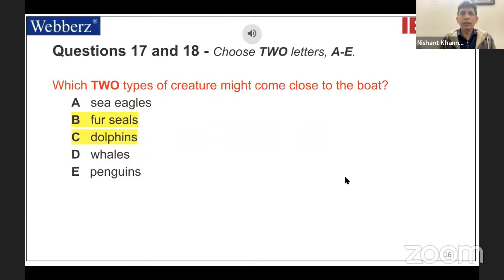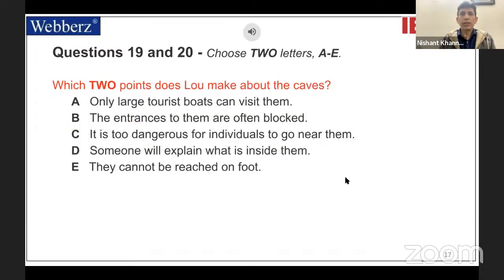So let's go further and answer questions 19 and 20. I'm going to play it for the first time. Listen to it very carefully. I'm not going to help you. Read out the question. The choice is a little longer and tougher.